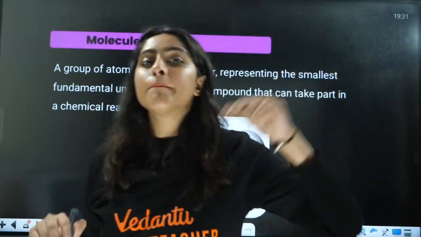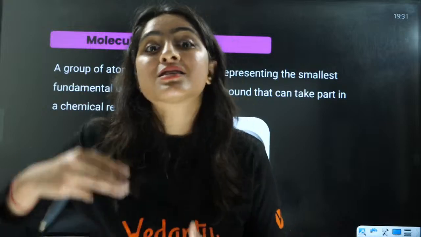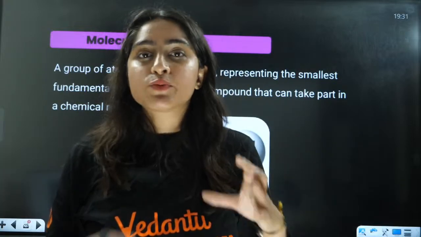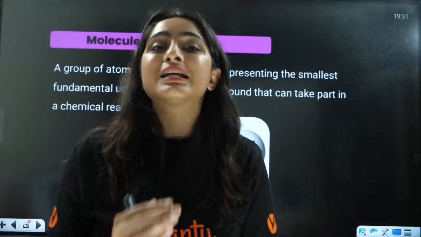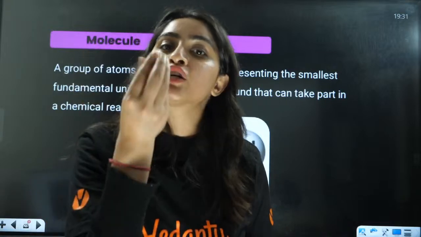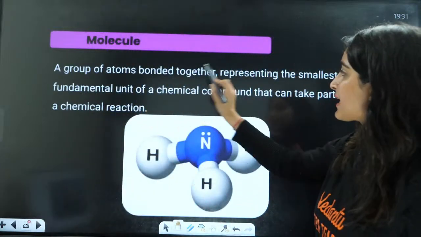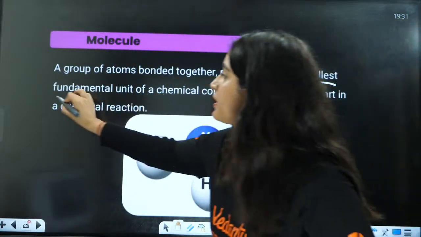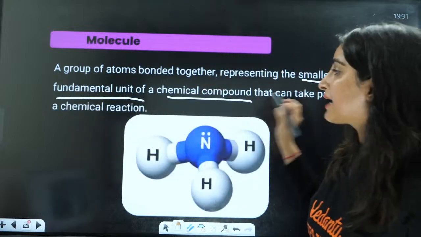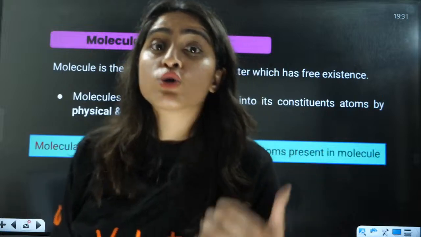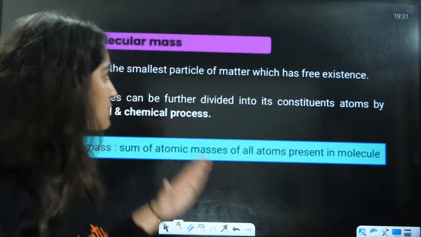Okay, it is chemically bonded with some other atoms, right? But still it is the tiniest particle, because if you break the chemical bonds here, you will no longer have the smallest molecule. So a molecule is a group of atoms bonded together chemically, representing the smallest fundamental unit of a chemical compound that can take part in the chemical reaction. For example, H2O, CaCO3, all these are molecules, right?